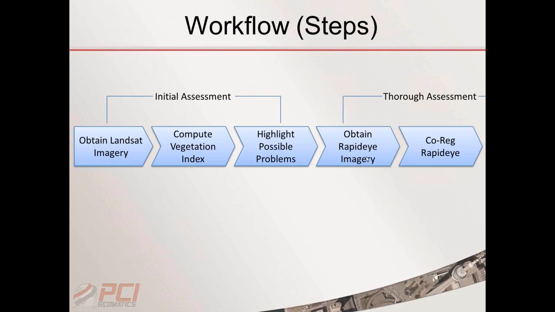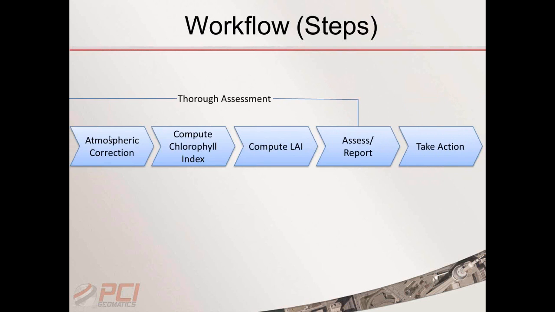So we're going to obtain the RapidEye imagery. We're first going to co-register the RapidEye imagery, or orthorectify it, using the Landsat as a reference. We're then going to perform atmospheric correction to convert the at-sensor radiance values to ground reflectance values so that when we compute our chlorophyll index, it can be more reliable and more stable. Also, this index does require that the measurements are in the reflectance domain, so it is a prerequisite to perform atmospheric correction.